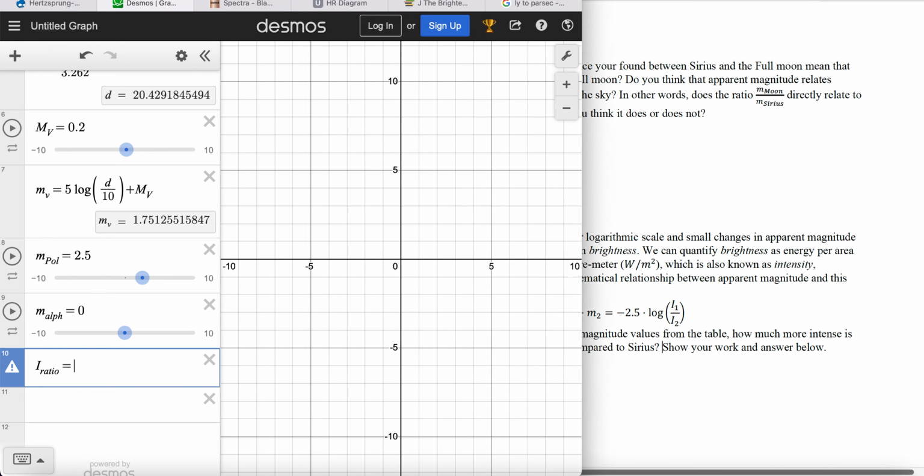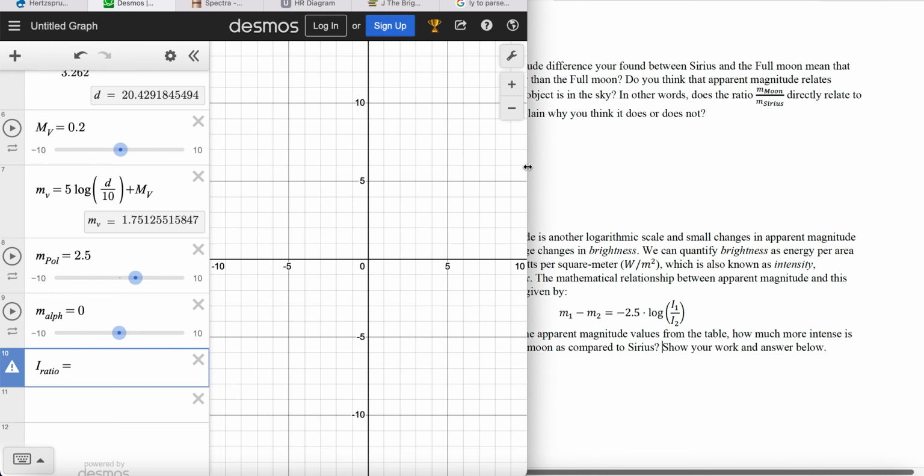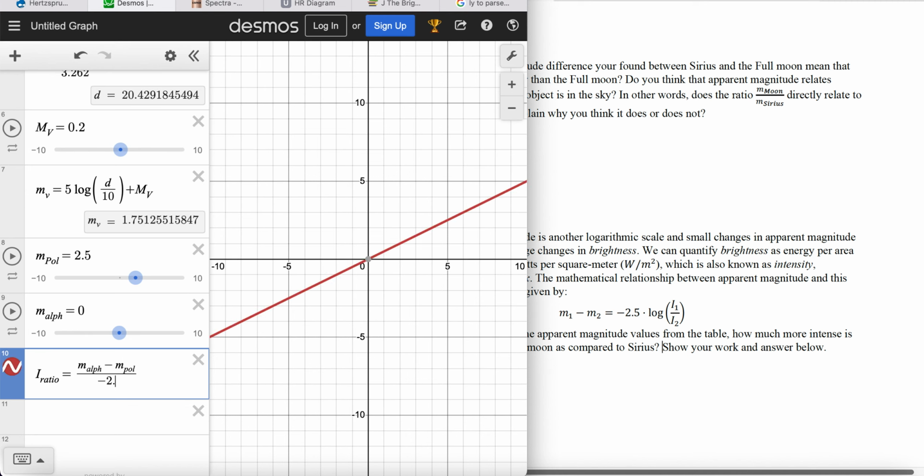I'm going to explain the steps and then put them over in Desmos. But here, I'll make this a little bit skinnier so you can see it. It's not cut off. So I'm going to have, like I said, M alpha minus M pole. All right, so far so good. And then all of that I'm going to divide by negative 2.5. You can put it in parentheses as well, but I don't need to because it's all up separately in the numerator. So far I've isolated everything except for that ratio and the log.